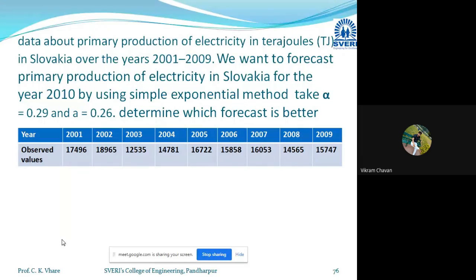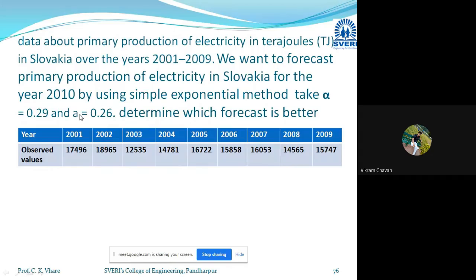Okay, we want to forecast primary production of electricity in Slovakia for the year 2010, by using the simple exponential method. Take alpha is equal to 0.29.